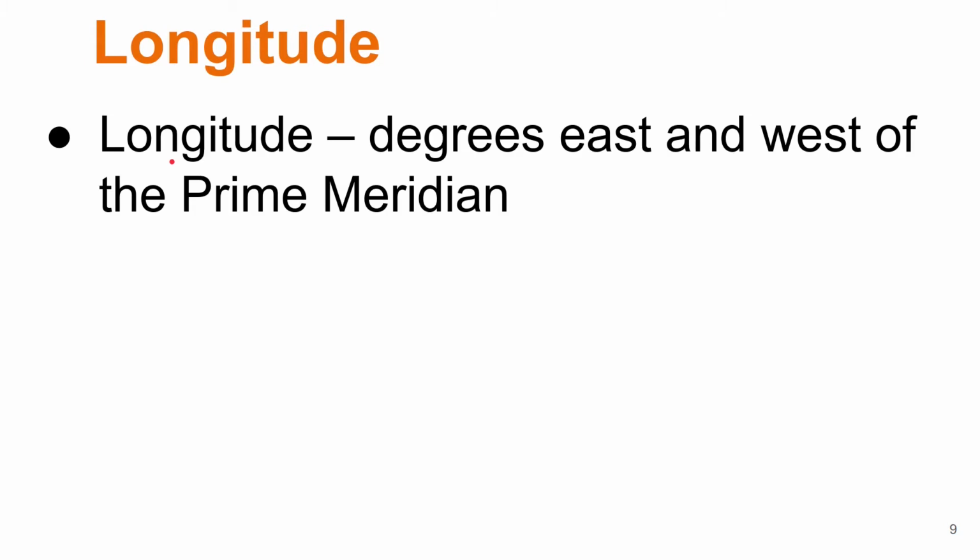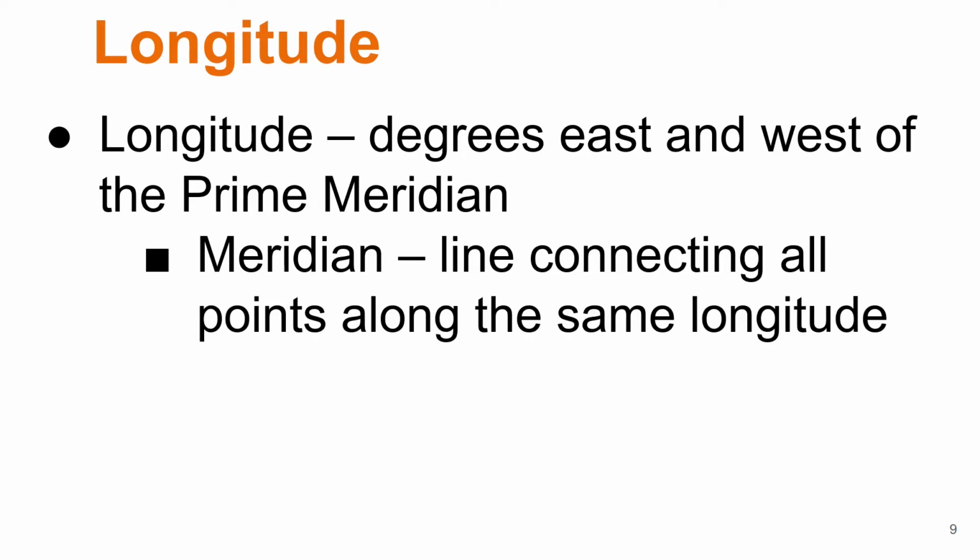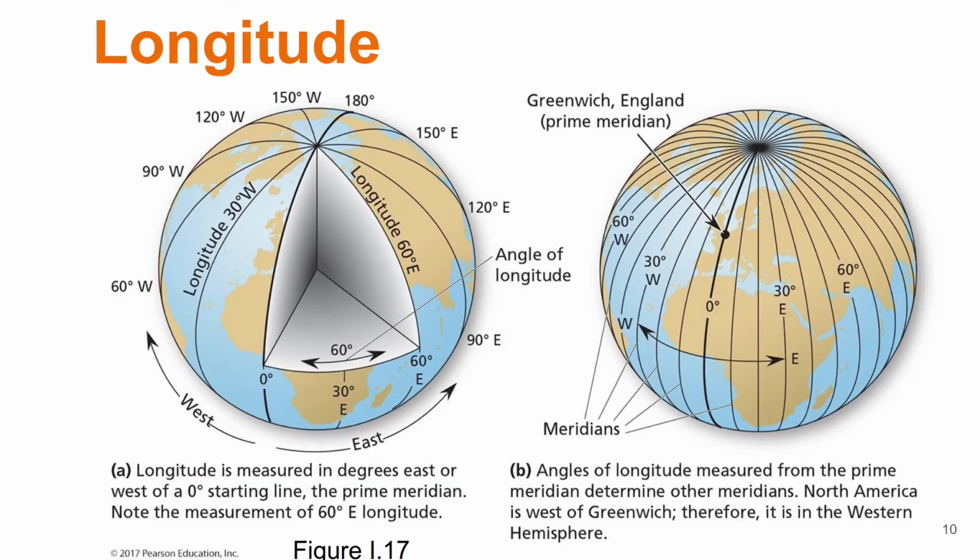Longitude is the measurement east. It's the number of degrees. So again, it's an angle. We're measuring an angle east or west of the prime meridian. Meridians are the lines of longitude, and those are lines connecting all points along the same longitude. Those are called meridians, and they're all the same length.